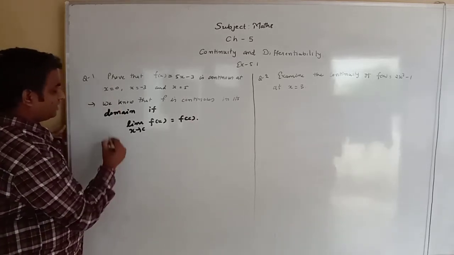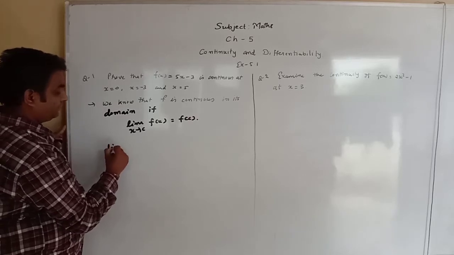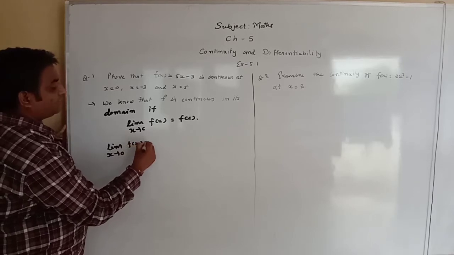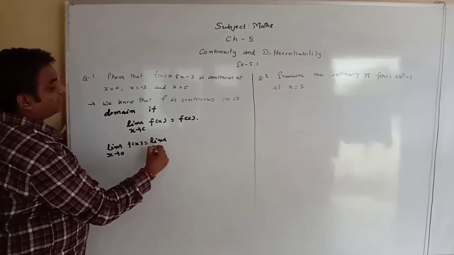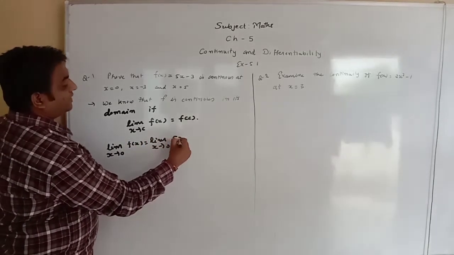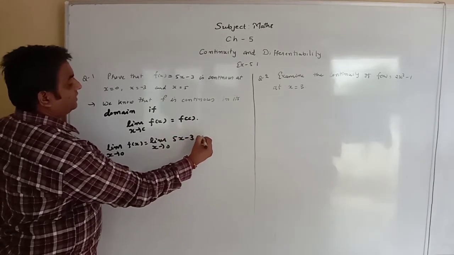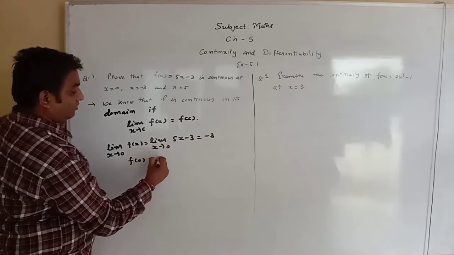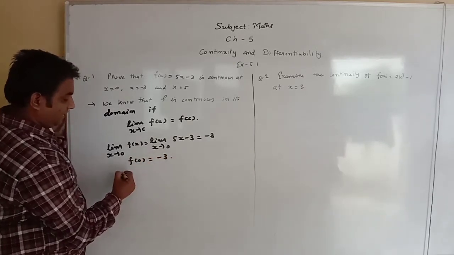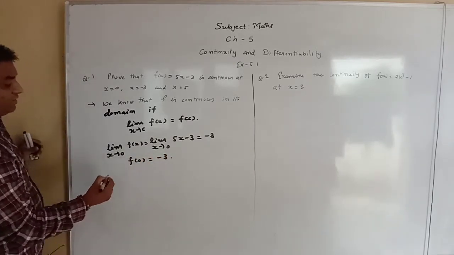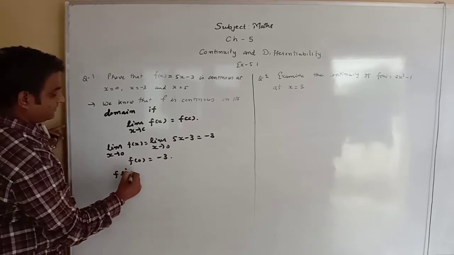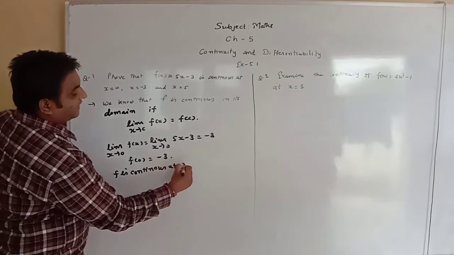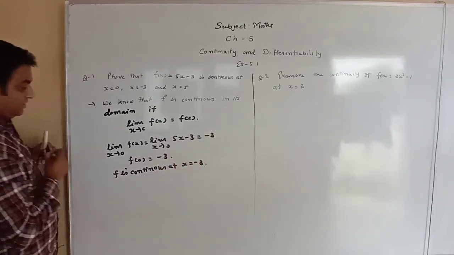So if x equals 0, we take the limit x tends to 0 of f(x), which means limit x tends to 0 of 5x minus 3, which is minus 3, and f(0) is also minus 3, and so we can say that f is continuous at x equals 0.